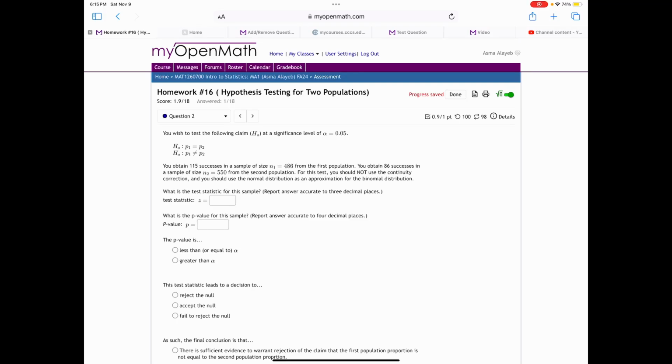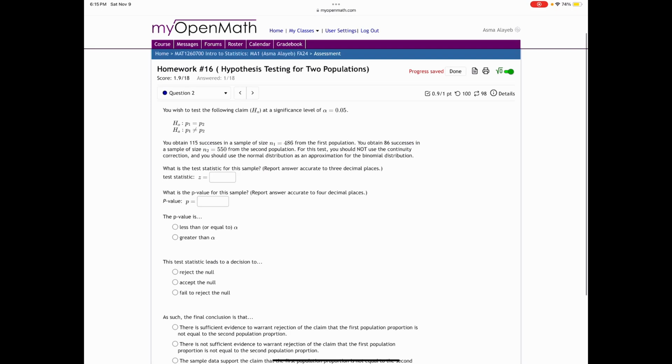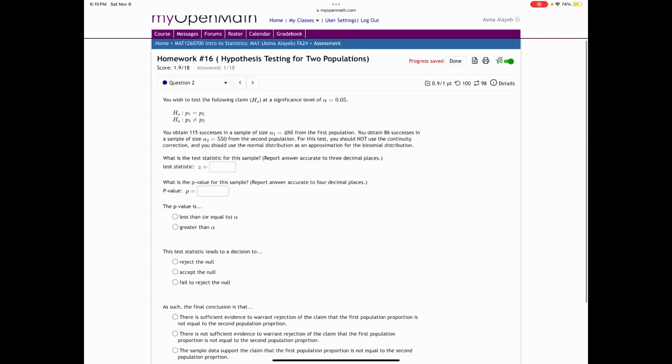Question number 2, homework 16. You wish to test the following claim at a significance level of alpha equals 5%. The null hypothesis states that the first population proportion is equal to the second population proportion. The alternative hypothesis states that the first population proportion is not equal to the second population proportion.